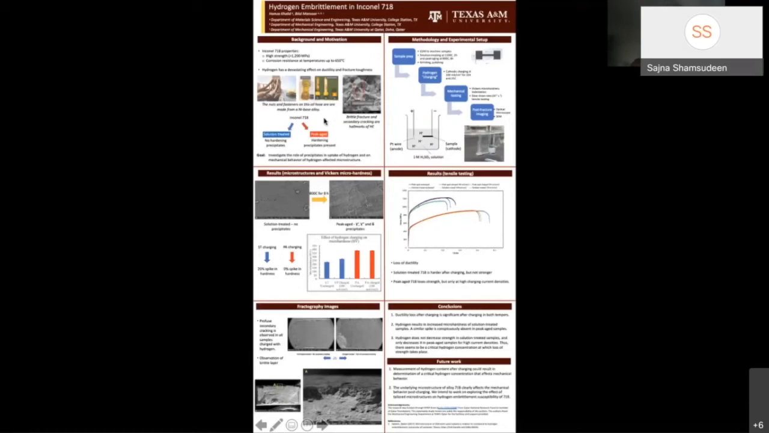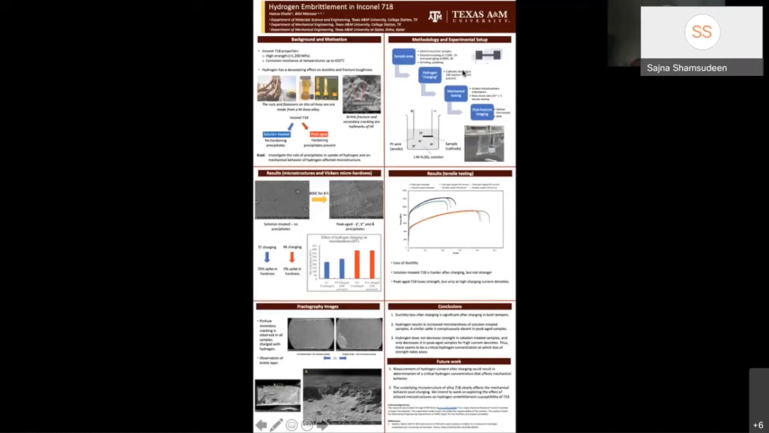In this study, we investigate the role of hardening precipitates that these alloys have on affecting its susceptibility to hydrogen embrittlement. So we create two versions of this alloy. One is solution treated, which has no hardening precipitates, while the other version is peak aged. In this temper there are hardening precipitates present, which also increase its hardness and strength.